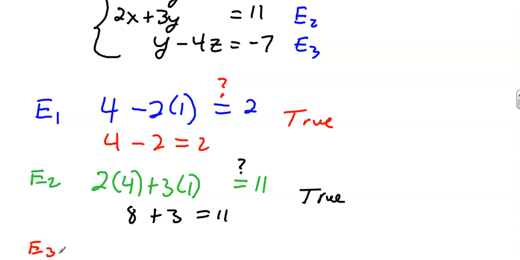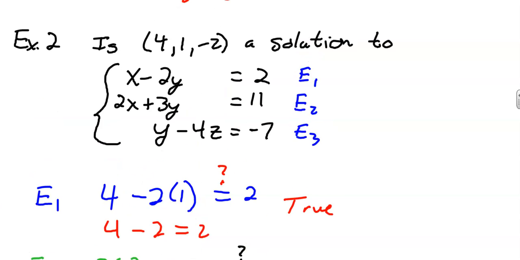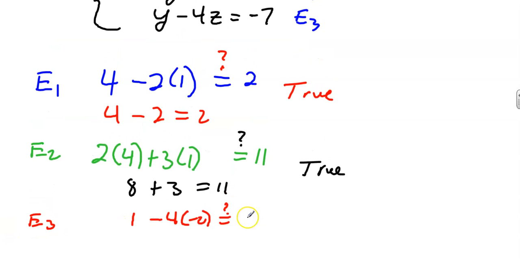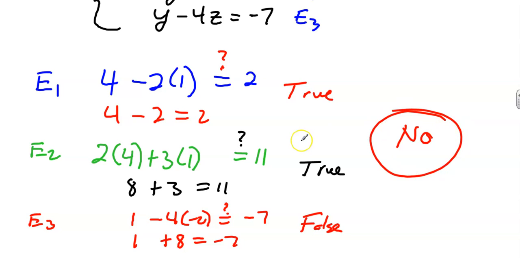Okay, last one, equation 3. That's going to be 1 minus 4 times negative 2. Does that equal negative 7? That's 1 plus 8, which does not equal negative 7. That one is false. And again, as soon as that one checks off false, they ask you, is that a solution? It just takes one. Doesn't matter if it's the first one or the second or third. As soon as you hit a false statement on an equation, then it's false. It's done. It's not a solution.